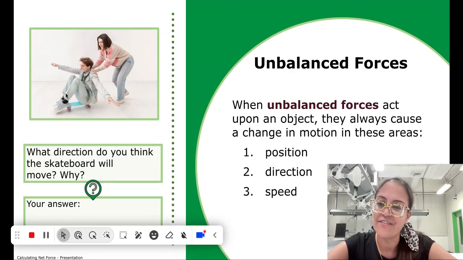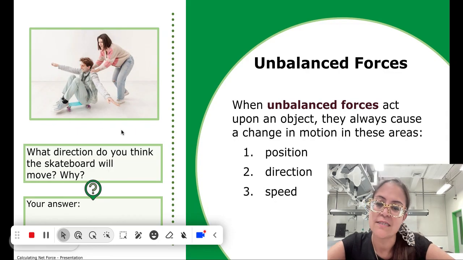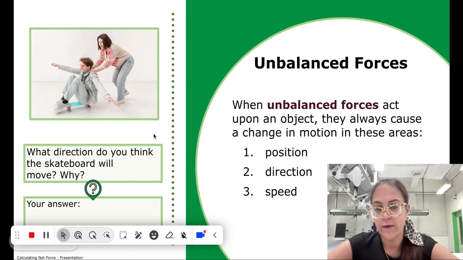So here we have somebody who's sitting on a skateboard for some reason, and their friend is pushing them. And so what direction do you think the skateboard will move, and why? So this guy is sitting on the skateboard. What direction is he going to move in?